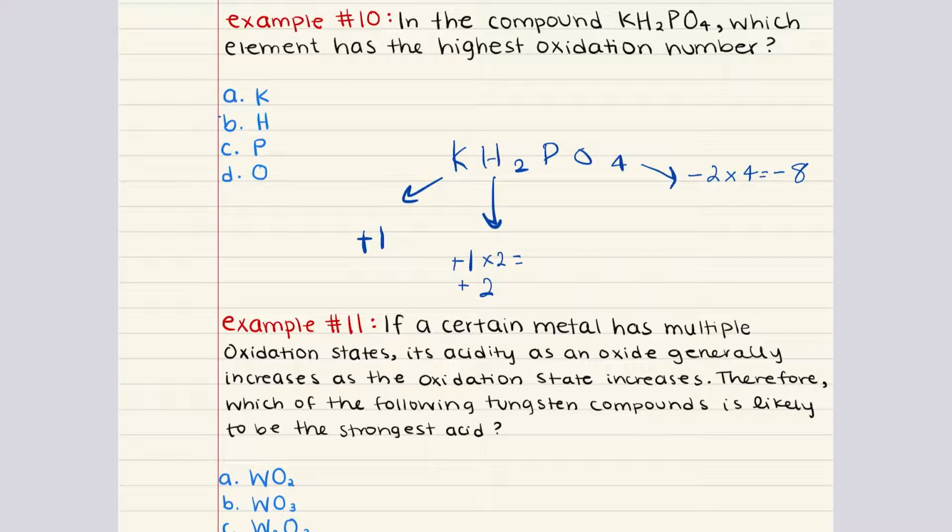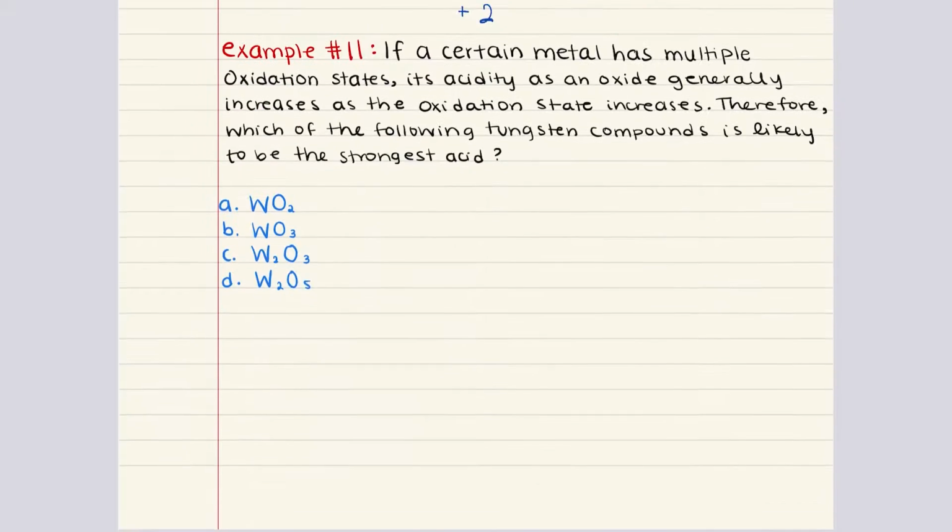Now, the oxidation number of phosphorus will be determined by ensuring that the sum of the oxidation numbers in the compound equals the overall charge of the compound, which is neutral. That means 0. Right now we have 3 minus 8. That gives us a sum of minus 5. To ensure that we get a sum of 0, the oxidation number of phosphorus must be plus 5. This makes the correct answer for problem 10, answer choice C. Phosphorus has the highest oxidation number. Now, moving on to problem 11.